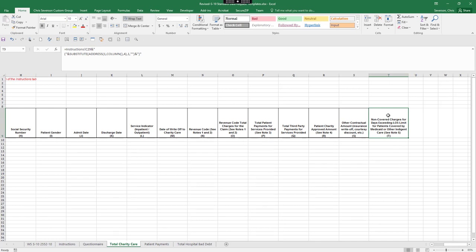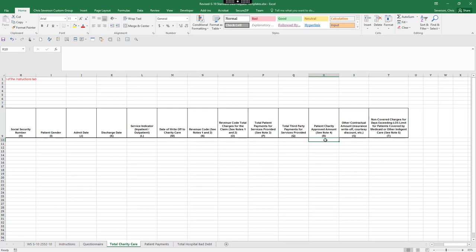Column T says non-covered charges for days exceeding the length of stay limit for patients covered by Medicaid or other indigent care. So this amount, this column T, if it exists, is actually also part of your charity care approved amount. You don't add this along with the other ones to equal column O. Column T would be part of column R.